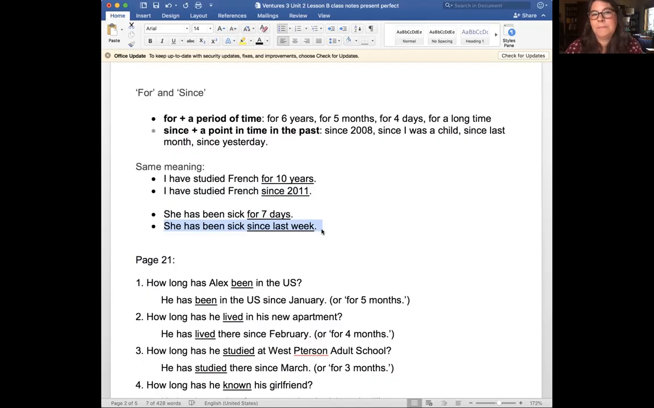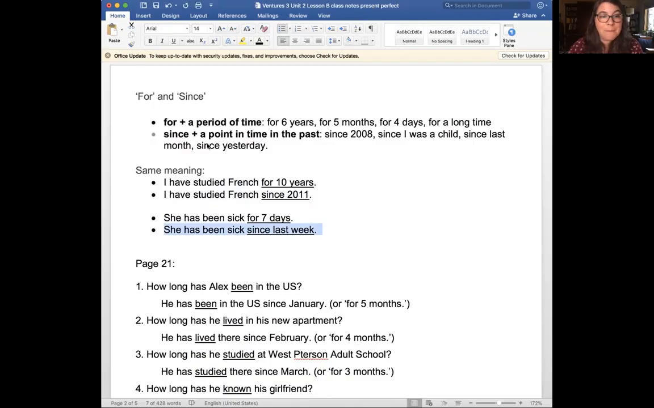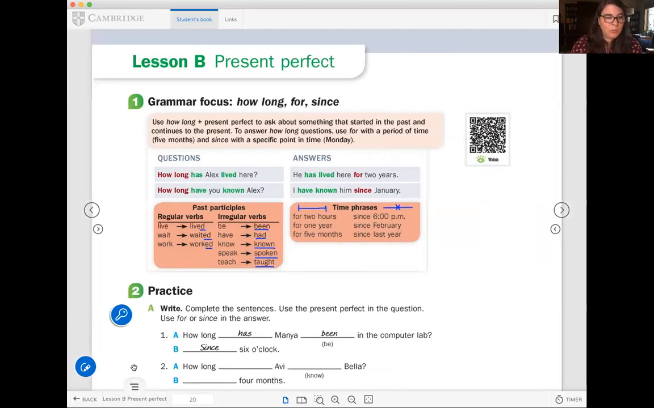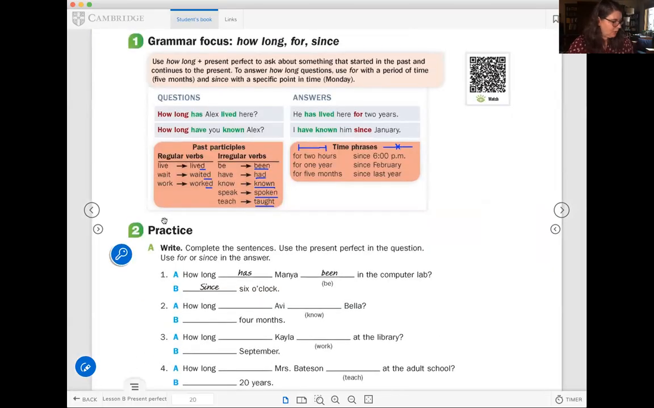Same meaning, okay? These are the answers for page 21, which we will come back to in a moment. I just wanted to review that because it's very important to understand present perfect, still happening. Simple past, finished. Okay? All right, please take out your notebook. You're going to need a notebook because I'm going to ask you for some answers.